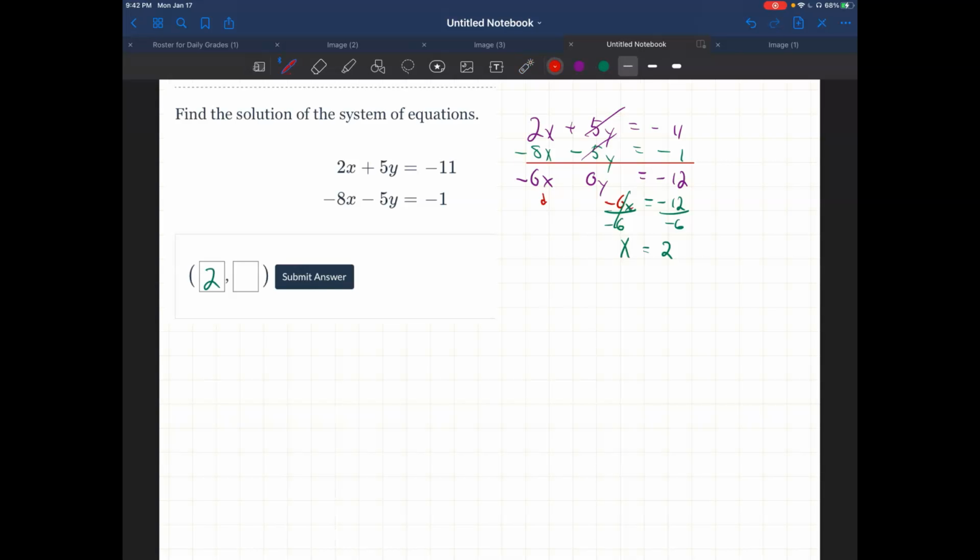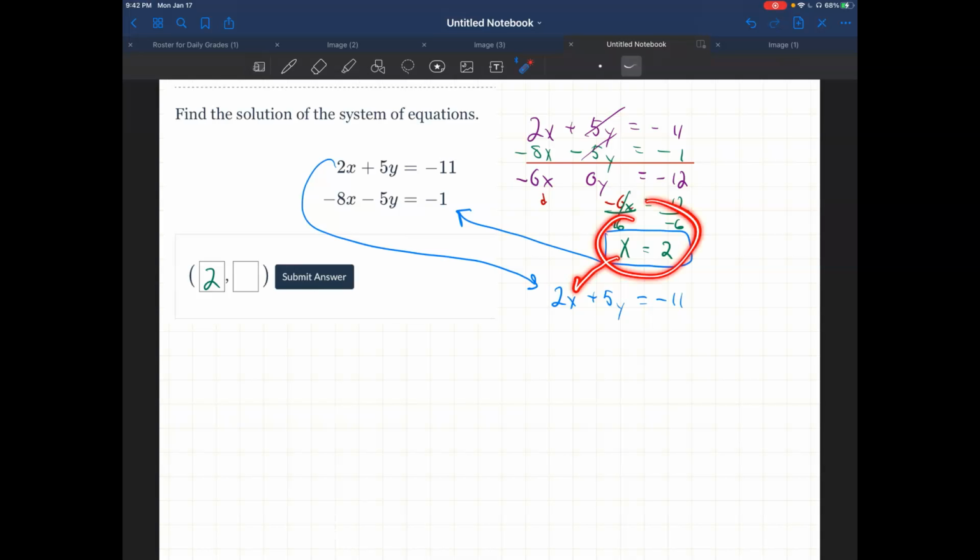Now I'm just going to take this and plug it back into one of these two equations. So if I know that x is 2, let's use this one because it's all positive. I'm going to rewrite this equation down here: 2x plus 5y, so I'm just taking this and rewriting it here, equals negative 11. Well, I know that x is 2, so I can plug that in right there.